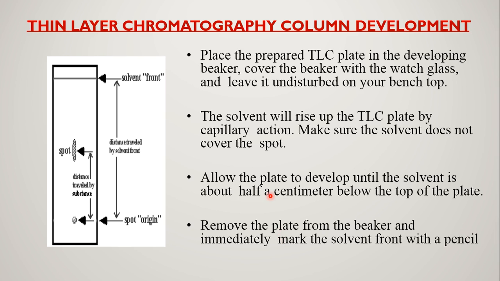Now, thin layer chromatography column development. First, we dry our sample spot at room temperature for some time. Then what we do, we place the prepared TLC plate in the developing beaker which already contains the mobile phase or organic solvent, and then cover this beaker with a watch glass or other lid and leave it undisturbed on your bench top. So this is the first point of this development, the starting point.